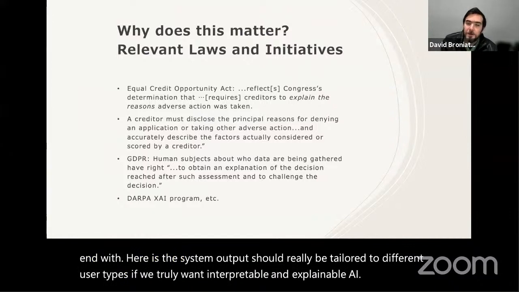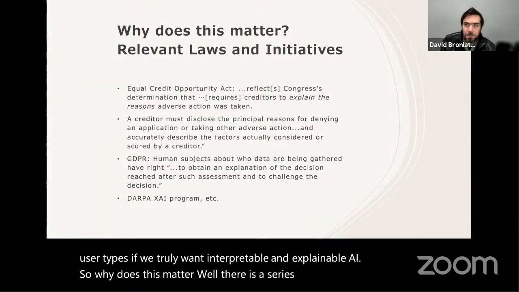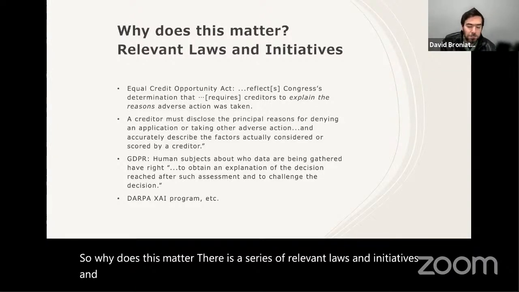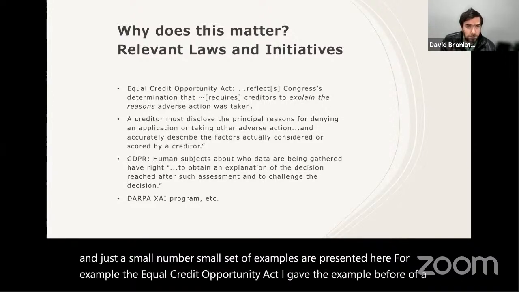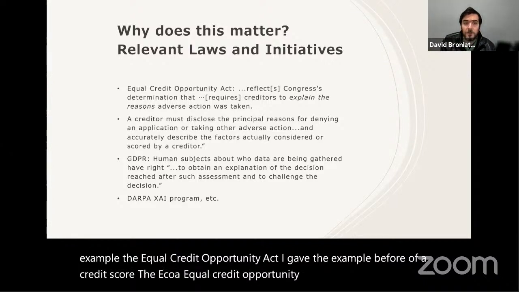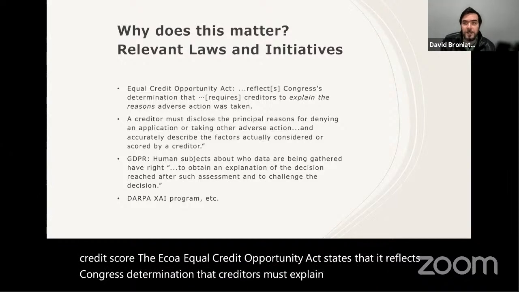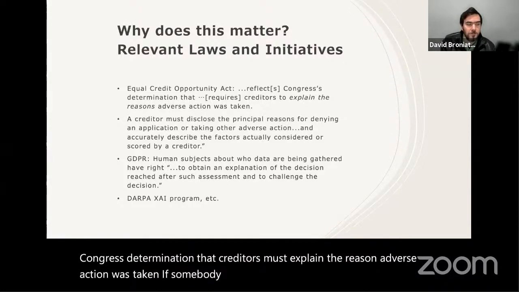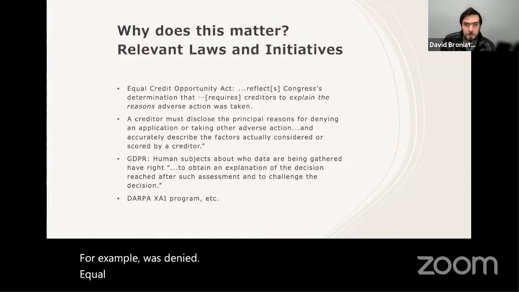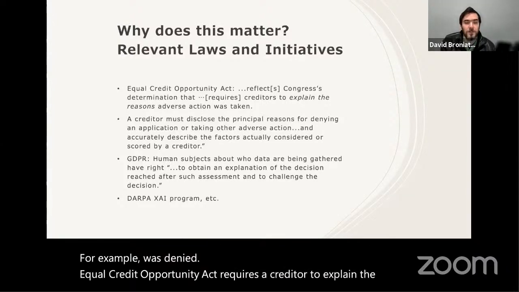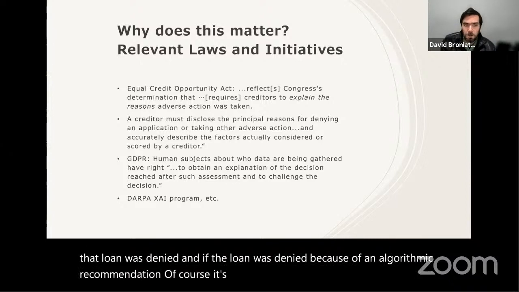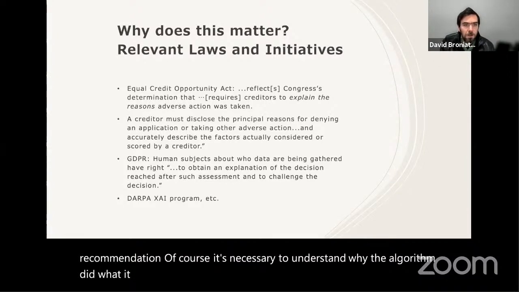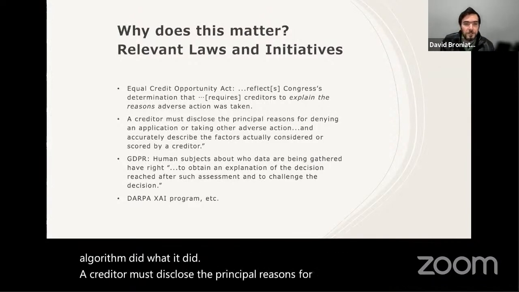So why does this matter? Well, there is a series of relevant laws and initiatives, and a small set of examples are presented here. For example, the Equal Credit Opportunity Act. I gave the example before of a credit score. Well, the ECOA states that it reflects Congress's determination that creditors must explain the reason adverse action was taken. If somebody was given an adverse action, if their loan, for example, was denied, the Equal Credit Opportunity Act requires a creditor to explain the reason why that loan was denied. And if the loan was denied because of an algorithmic recommendation, of course, it's necessary to understand why the algorithm did what it did. A creditor must disclose the principal reasons for denying an application, etc.